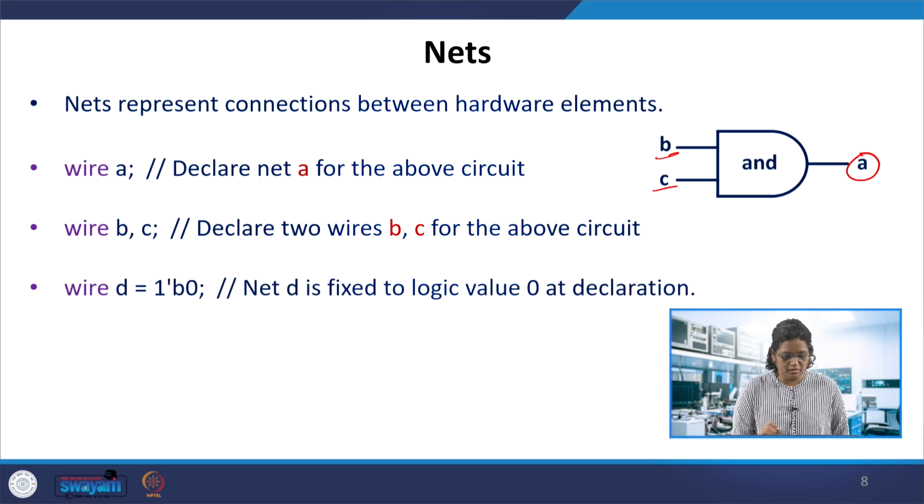Also wire D. D is not in the circuit anyway, but the variable D can be given as 1'b0, that means 1 bit 0. So D is assumed here. If you declare wire D equal to 1'b0, you are giving the logic value 0 to D. So it's a fixed value.